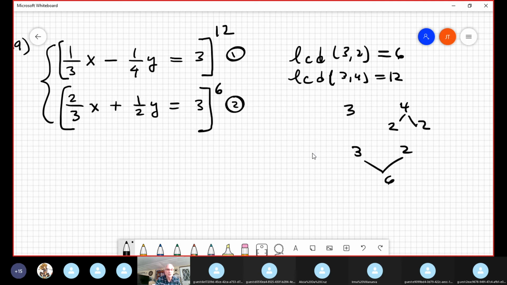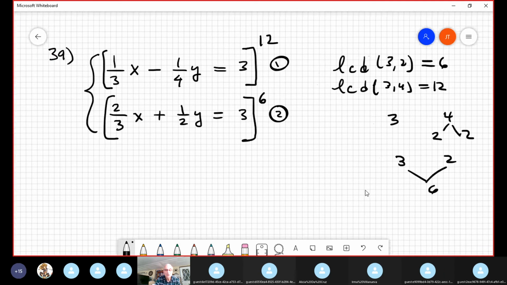Let's do it one by one. 12 multiplied by 1/3 is equivalent to dividing by 3. 12 divided by 3 is 4. Minus 12 divided by 4 is 3. And 12 multiplied by 3 is 36. This is my new equation without fractions. Magically, the fraction disappeared. And it's a classic in algebra.